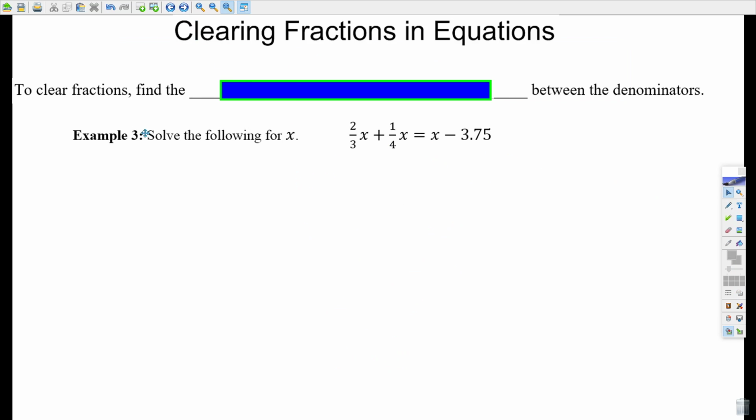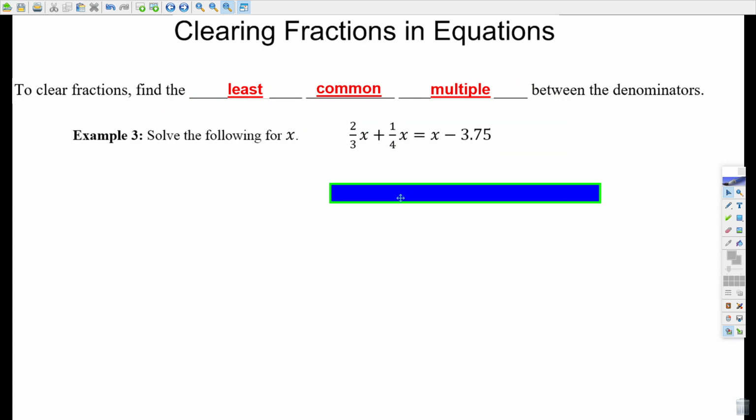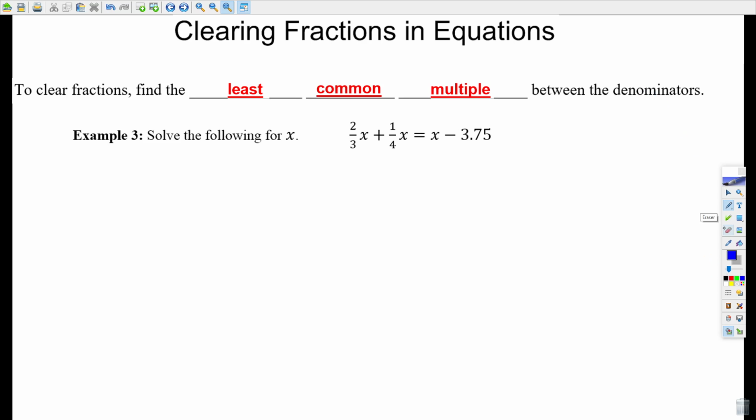What we don't really like is fractions. So we're going to learn how to clear the fractions so we don't have to deal with fractions in our equations, because this looks pretty nasty down here. So how do we do that? To clear a fraction, you have to find the least common multiple between all the denominators. You should know that denominator means it's the bottom part of the fraction. So how do we do that?